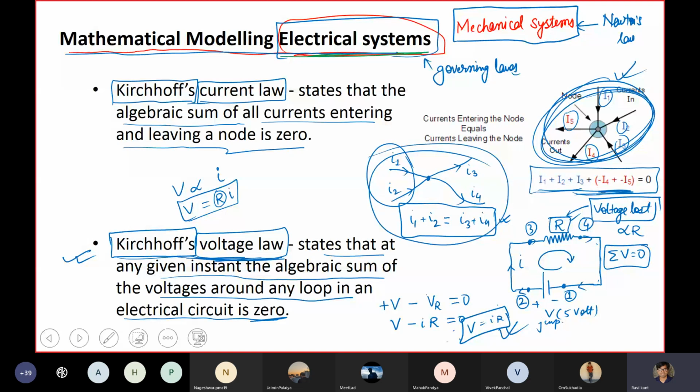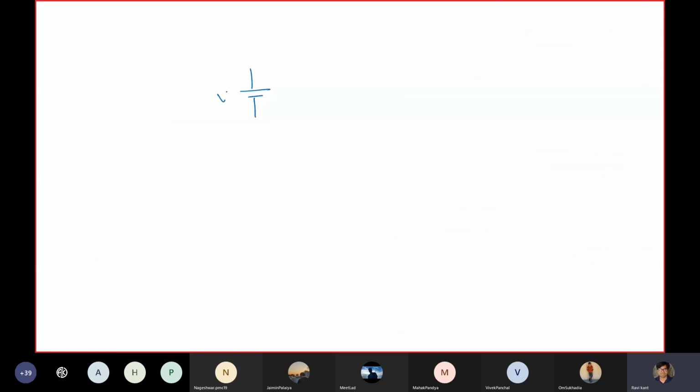Let me quickly go through one more example. Let's suppose you have a voltage V1, a battery, and you have some resistance R1 over here. You have another resistance R2, and you have a branch, and you have another resistance R3. And now this is like this.